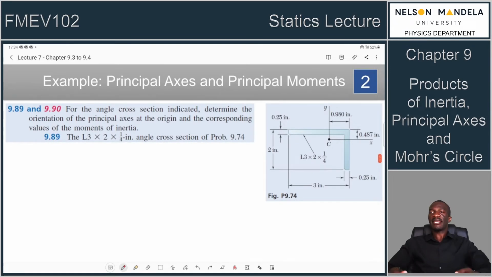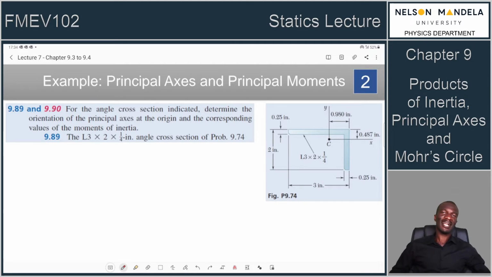So let's apply it then. Principal axis and principal theorems, example on question number 989. For the angle cross section indicated, determine the orientation of the principal axis at the origin and the corresponding values of the moments of inertia. So what we just want to find are the principal axis, the orientation of the principal axis at the origin, which are angles. So how do we do that?